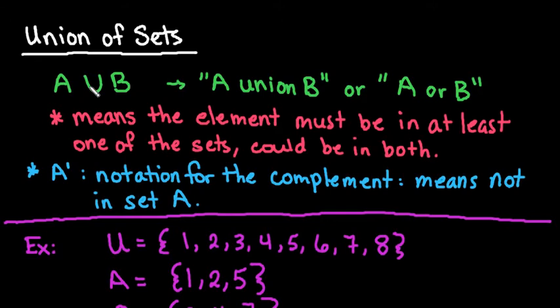Okay, and for this, when you see A with a symbol that looks like a U, that means the union of the sets. You can read it as A union B, or you can also read it as A or B. So anytime you see this symbol, it means that it has to be in at least one of the sets. It's either in A or it's in B. It can also be in both A and B. But with or, it has to be in either one or the other one.